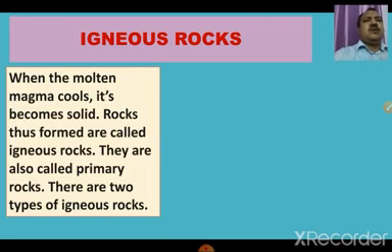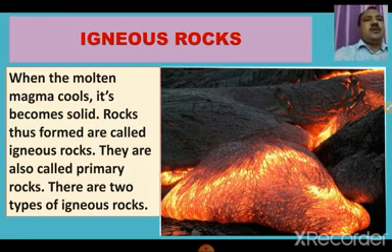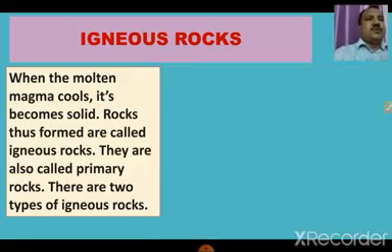First, the igneous rock. When the molten magma cools, it becomes solid. Rocks thus formed are called igneous rock. They are also called primary rock. So this is the image of the molten rocks. After the magma has erupted, it will be like that, the lava. Then thereafter it will solidify and become rock, and that rock will be called igneous rock. The igneous rocks are of two types.